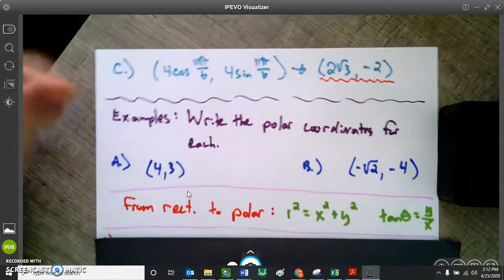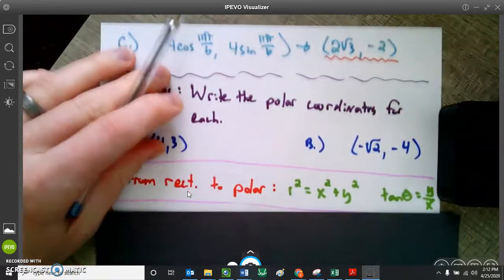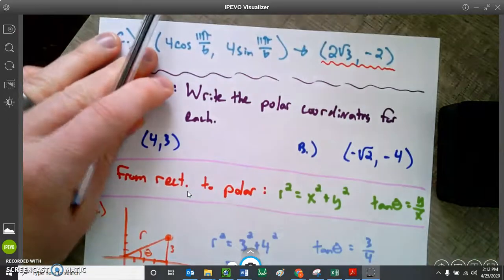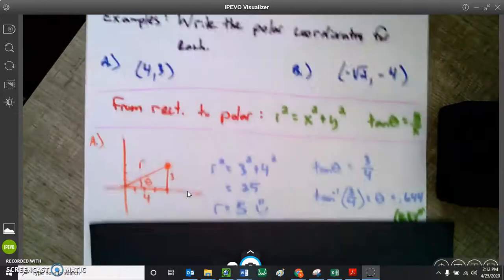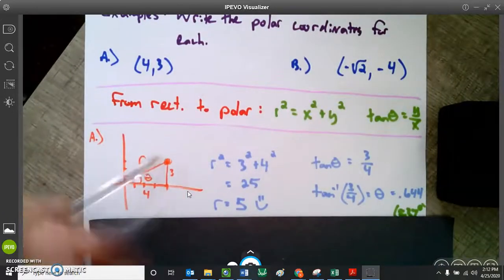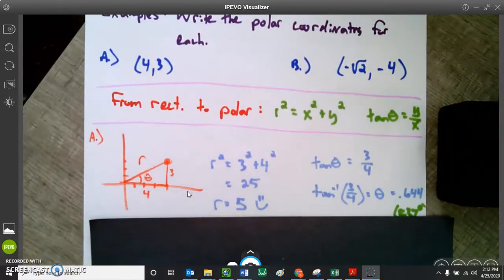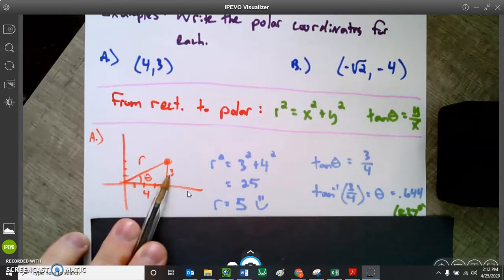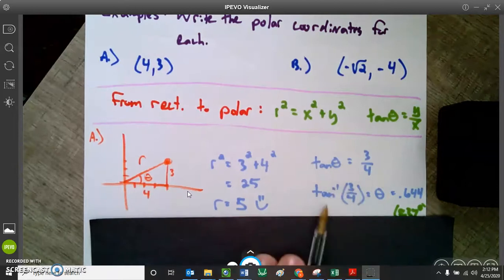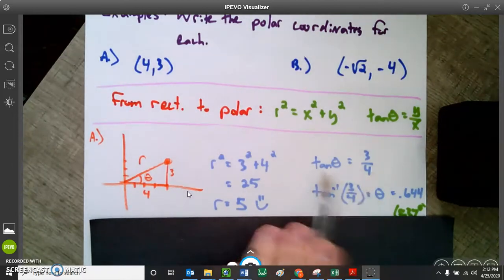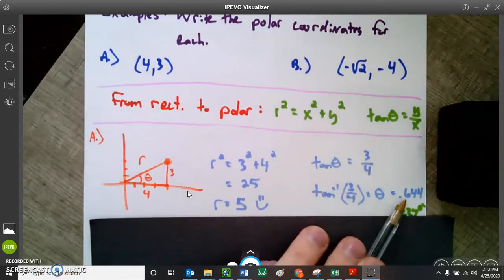Okay, so let's look at this first one, 4 and 3. I went ahead and drew a picture. Over 4, up 3, should look something like that. It's a 3, 4, 5 triangle, nice. There's our r. If I want to find theta, the tangent of theta is 3 over 4. And then I take the inverse tangent of 3 fourths, and get 0.644.